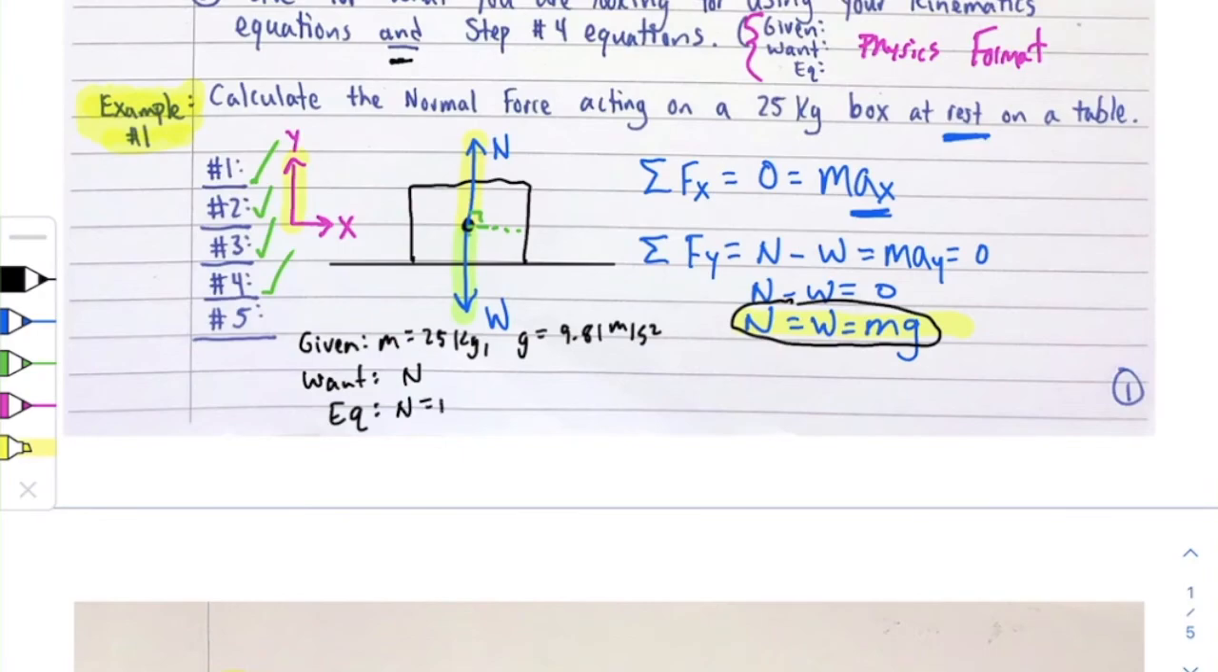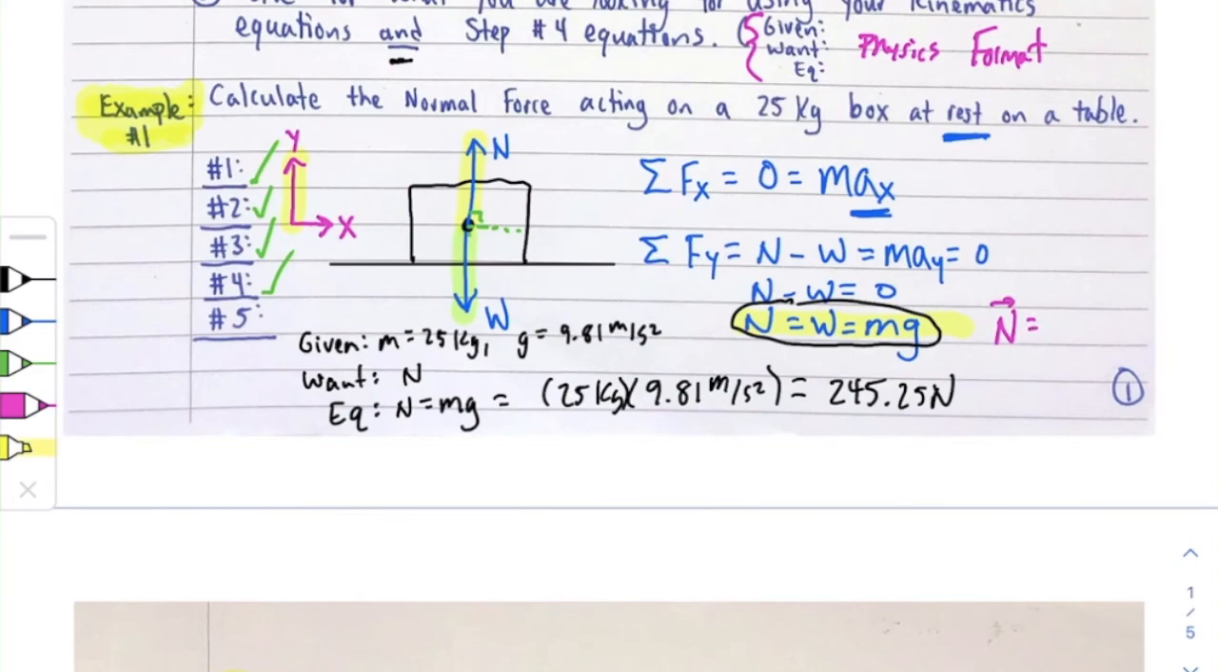And the normal force is equal to mg, which in this case, m is 25 kilograms times 9.81 meters per second squared. So we plug, we chug, and we'll get 245.25 newtons. All right, so final answer, we're going to write in bright pink. Our normal force is going to be 245.25 newtons. And now notice I put the arrow above my normal force.